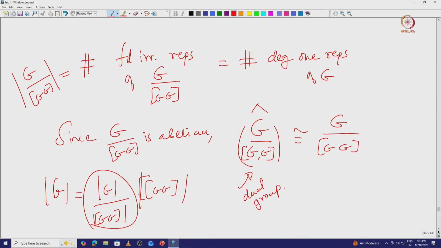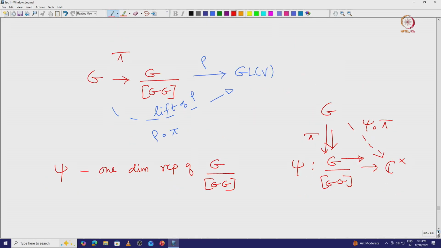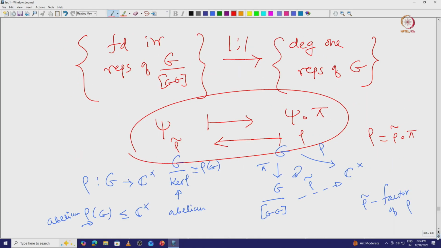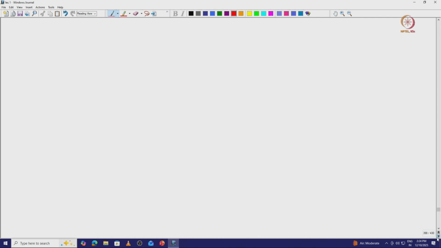So, these are some important facts. Later we will use this lemma or this proposition in order to actually compute the character table of some smaller groups. So, this is actually a very important observation. Now let us use this to prove the group theory result that I promised.